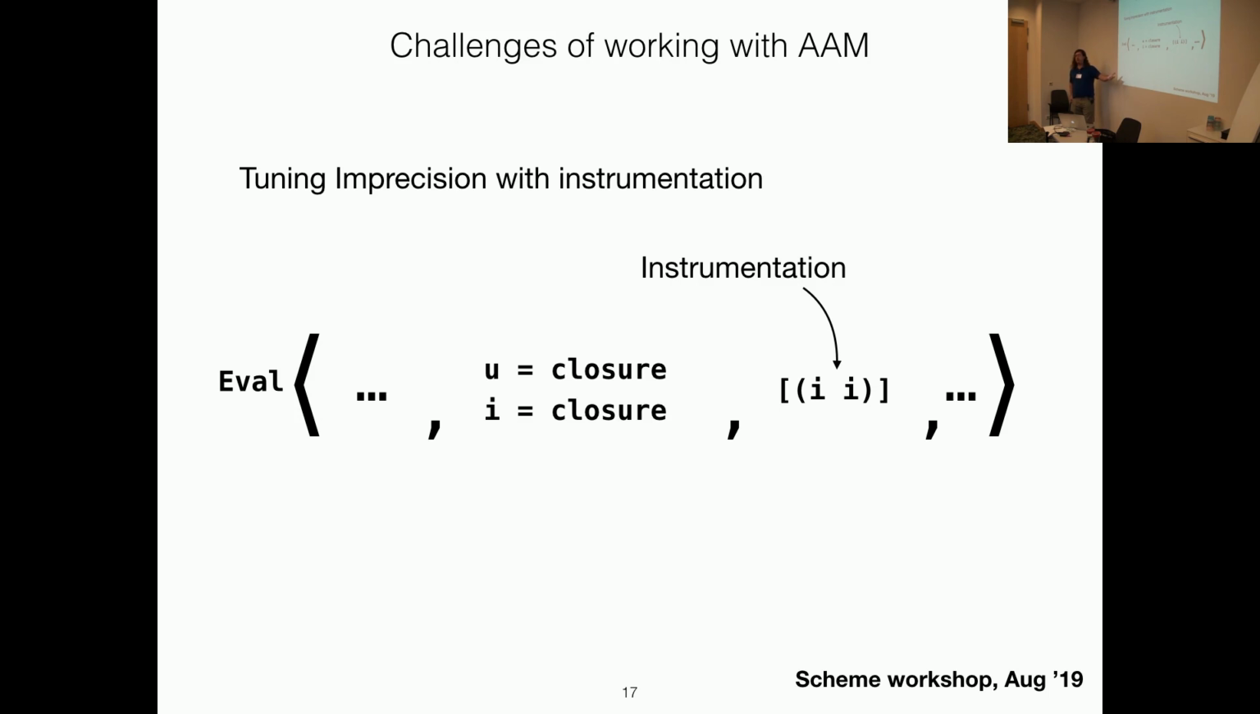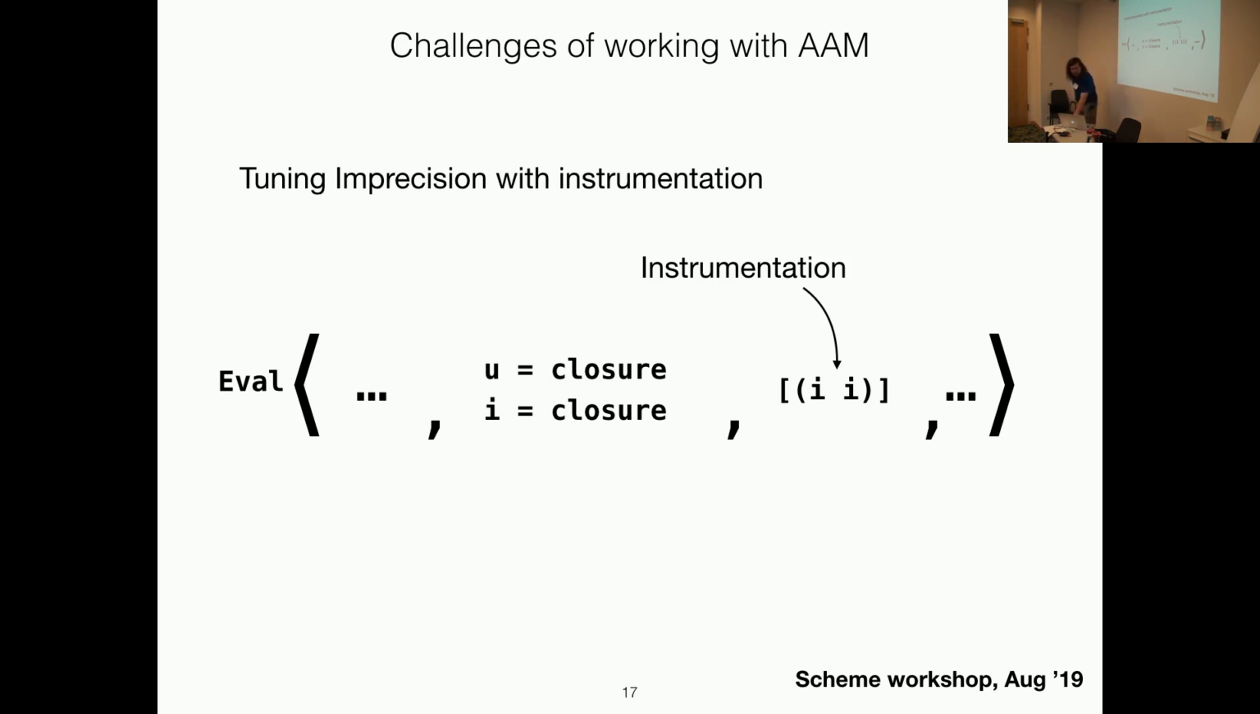This turns out to be a 1 CFA analysis where we're keeping track of the call site. So now if we have two similar closures that might be equal to each other, the call site matters as well. So that adds some precision.